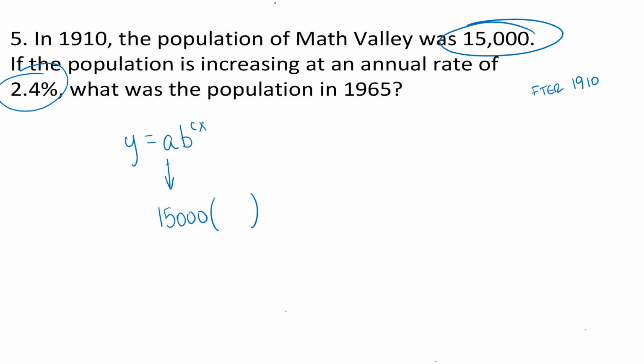Number 7, we got a certain species of bird that's in danger of becoming extinct. There were 1,500 birds in 2000, and they are decreasing at an annual rate of 6.5%. If this trend continues, how many birds will be left by 2010? So, number 1, what kind of equation are you going to use? You should be thinking this is going to be a y equals ab to the cx situation.